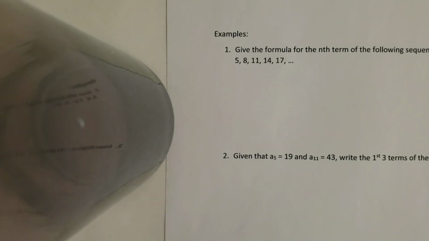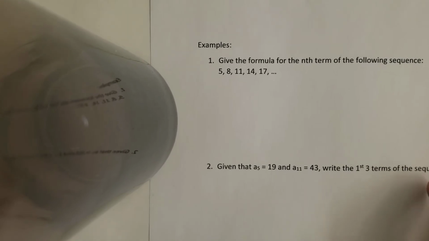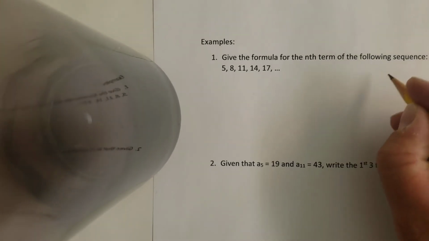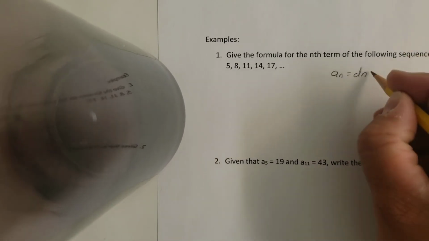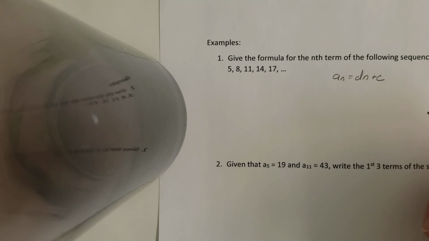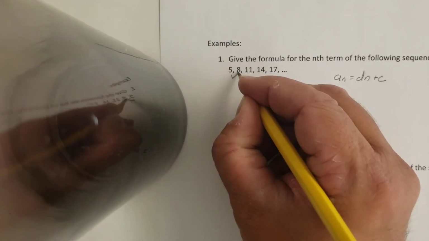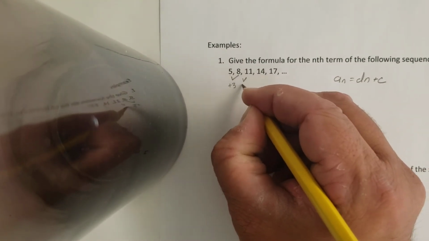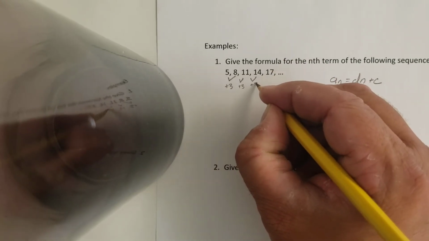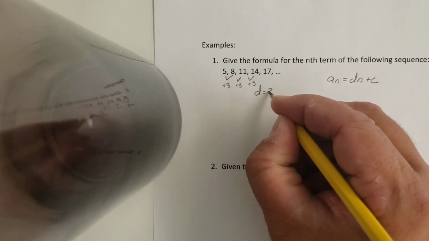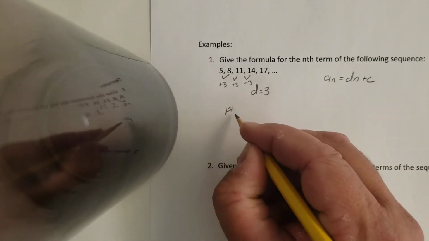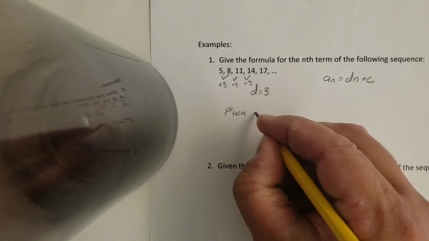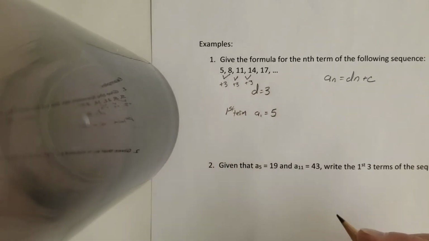Given the formula for the nth term of the following sequence, give the formula. Okay, so what you want to do first is you want a sub n to be your difference times your term number plus c. So your difference here, to get from 5 to 8, you're adding 3 every time. Okay, so your difference is 3. Now you know your first term, or a sub 1, is 5.